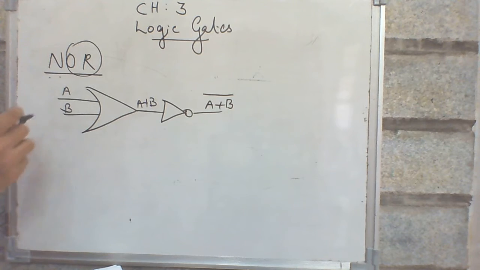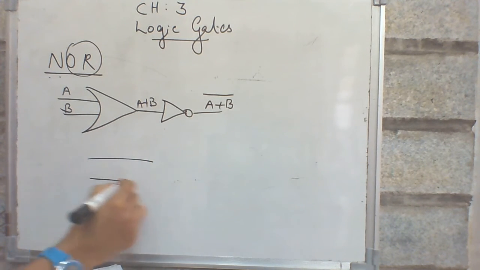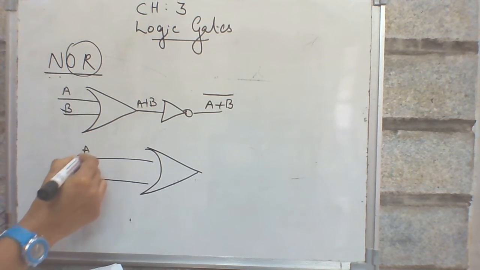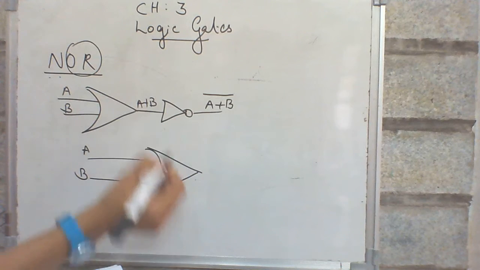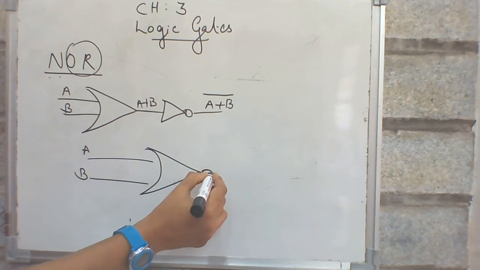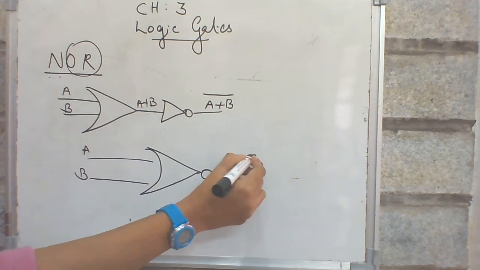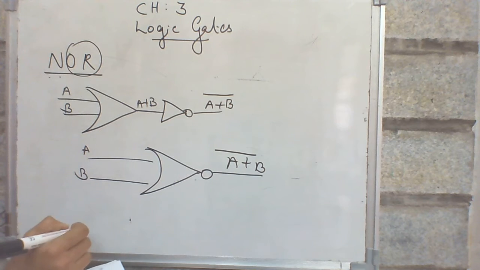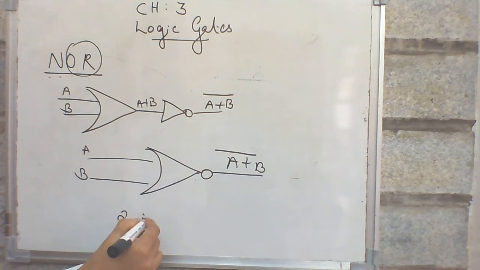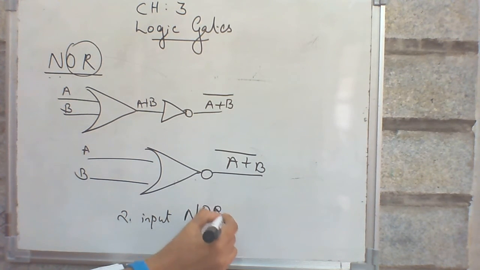Okay, that is, in this we can replace it like this. Instead of this NOT gate, we can put only one small circle. That is, the output will be A plus B the whole bar. This is the representation of which gate? 2 input NOR gate.